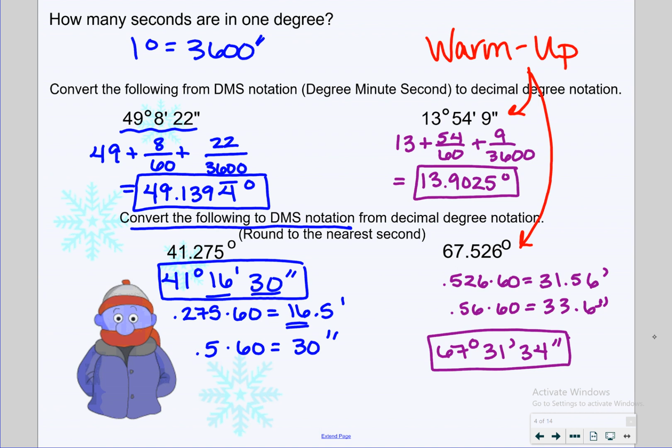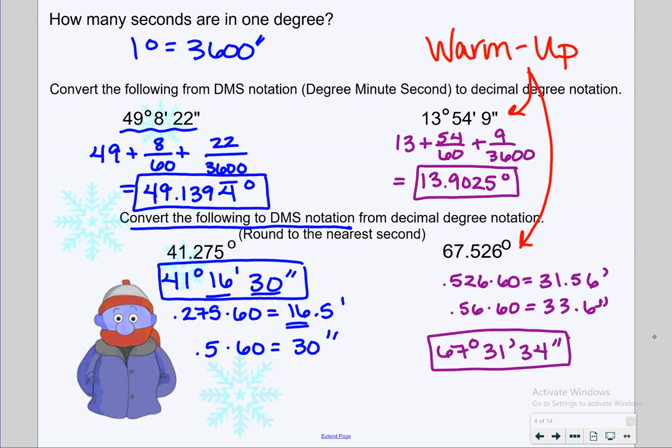Okay, yeah? That is the decimal that's left over from this first calculation. So same thing here, like we had a 0.5, so we use that multiplied by 60 again. So it's a fractional part of a minute that we want to convert to a smaller unit. Okay. Other questions on these? DMS, degree minute second, to decimal degree, and vice versa.